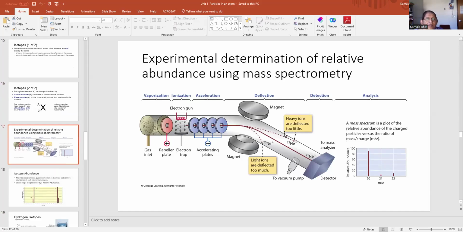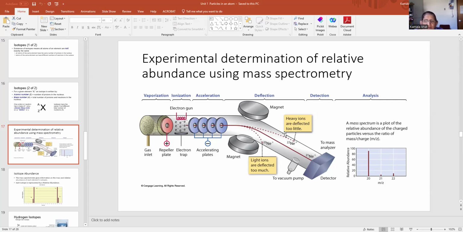Now, how do we determine the relative abundance of any particular element? Atoms are isotopes of a given atom. This is a typical experiment to detect the isotopes in a given sample. We pass the gas through a repeller, then it passes through an electron gun and the accelerating plates. As a result, heavier particles will move slowly and lighter particles will move faster. Once they are separated, we apply a magnetic field, and the heavier ions are deflected too little and the lighter ones too much, and you can see how the separation occurs.